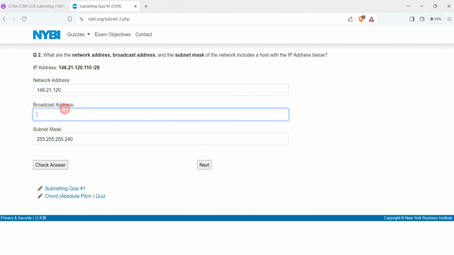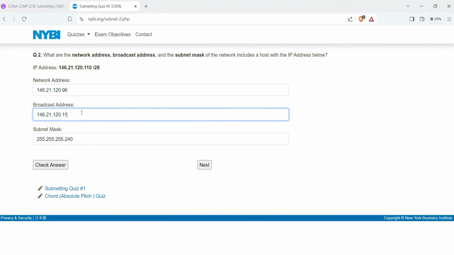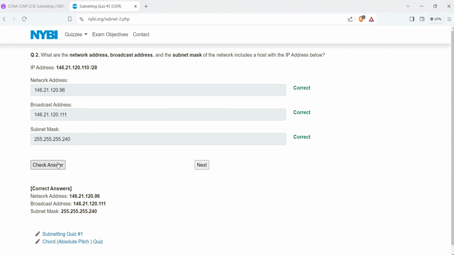146.21.120. What? Oh, okay. Because the first three octets, right? 21 dot what? 120 dot. And over here, how do I get a 110? The jump start is what? Okay, first of all, how did I get 240? 128, 64, 32, 16. My jump start is 16. 0, 16, 32, 48, 64, 80, 96, 112. Oh, it's between 96 and 112. 96 is a network ID, 112 is the next network, and then 111 is a broadcast. And check answer. See that? Just like that. That's how you do this.